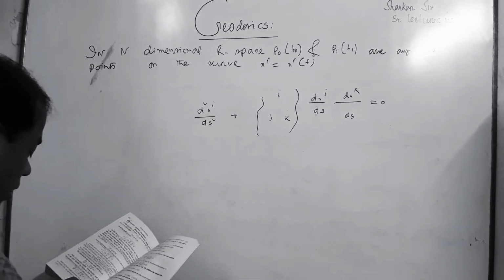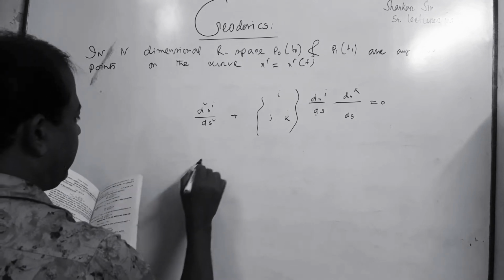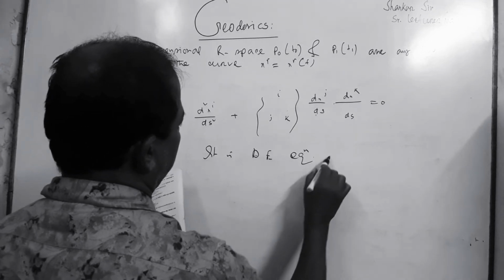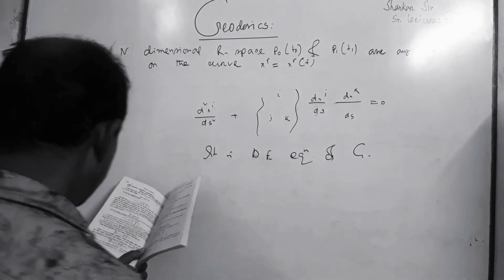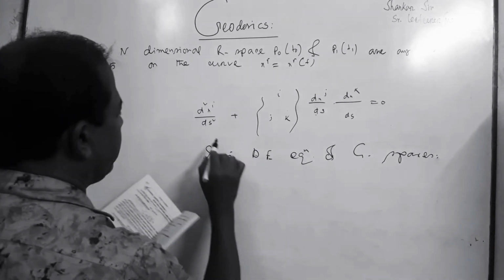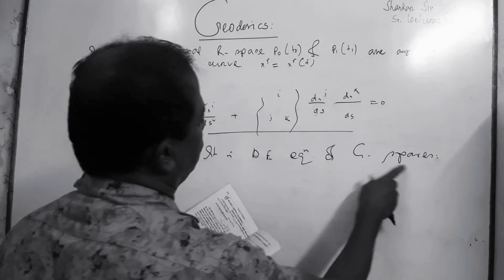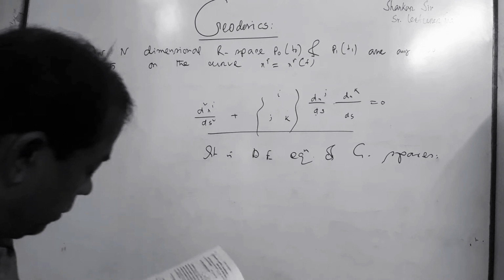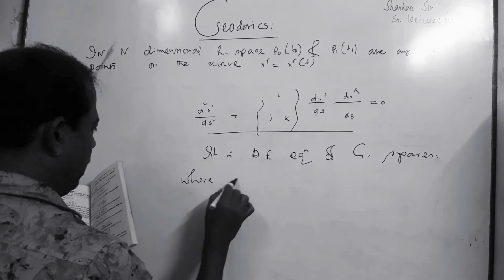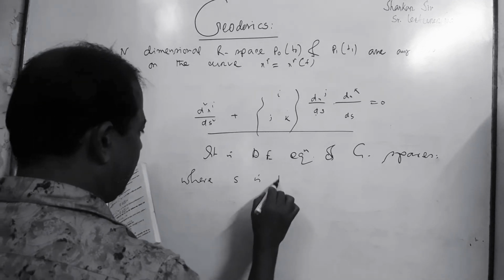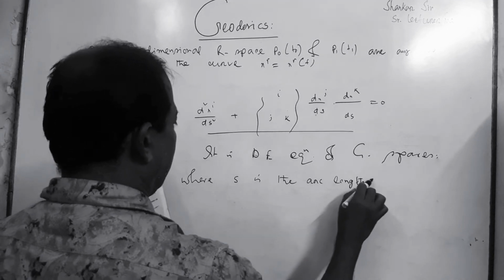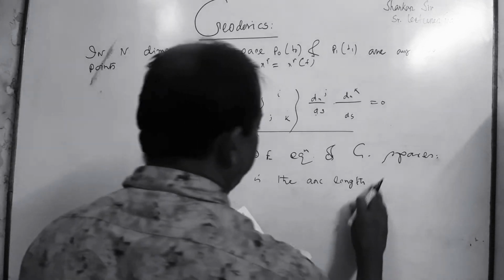Geodesics are found from the differential equation. It is the differential equation of the geodesic space, where s is the arc length parameter.